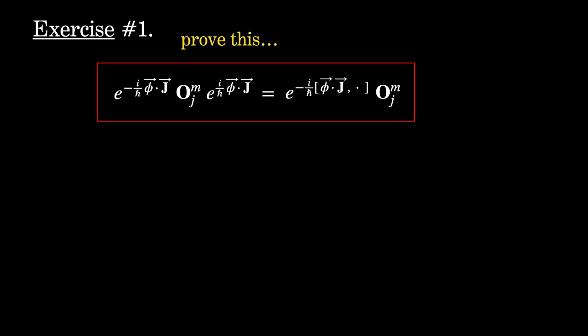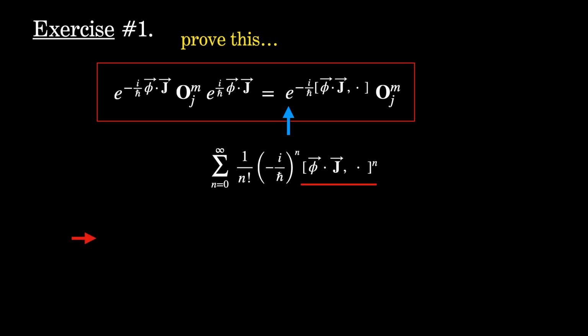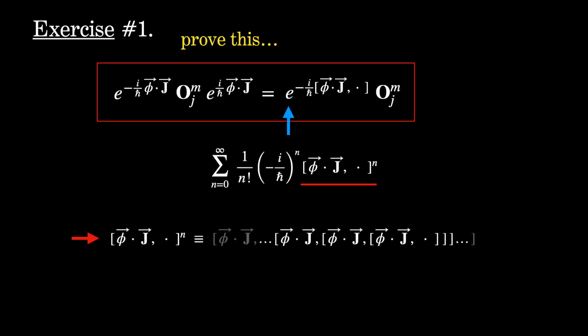We claim that this rotation is actually equal to this linear transformation. Your task is to prove this relation. Let me remind you what this exponential on the right-hand side means. Just do a power series expansion. And what we mean by this notation is nesting the commutator around the target operator, which is the operator we are transforming, n times.